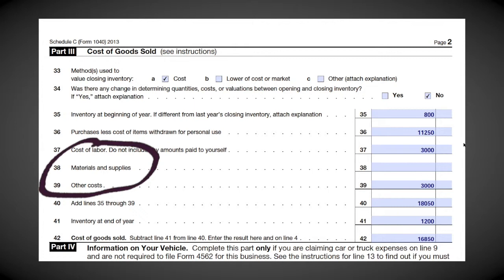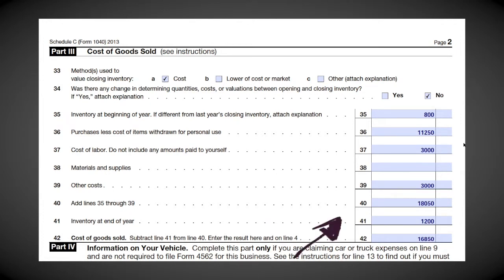Such costs can include labor, materials, supplies, and any other costs that may be relevant for your business. These costs are totaled, and then the inventory value at the end of the year is subtracted, and the difference is the cost of goods sold for the year.